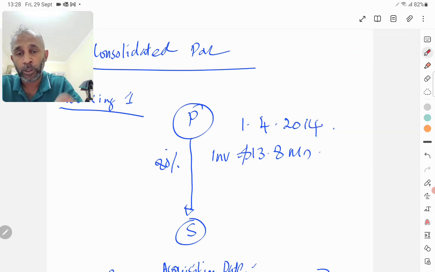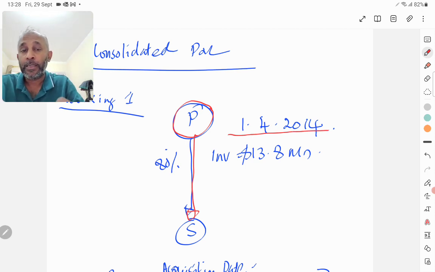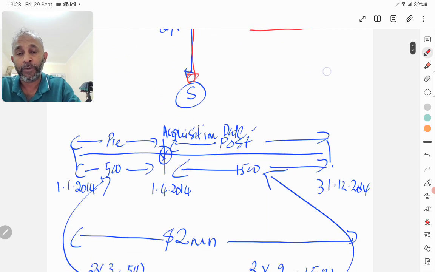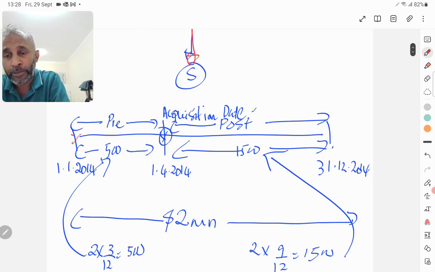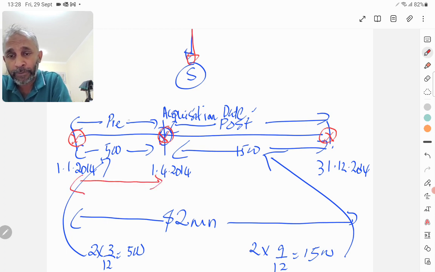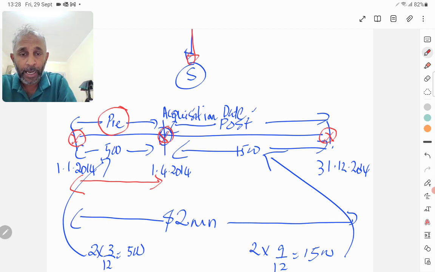If you closely watch, P company acquires S company on the 1st of April 2014, meaning the acquisition took place during the period. So the investment is 13.8 million. If you see this diagram here, this is the 1st of January and this is 31st December, and the acquisition took place on this date. So there is a 3 month period here. This 3 month period we call pre-acquisition. And the 9 month period here, we name it post-acquisition.